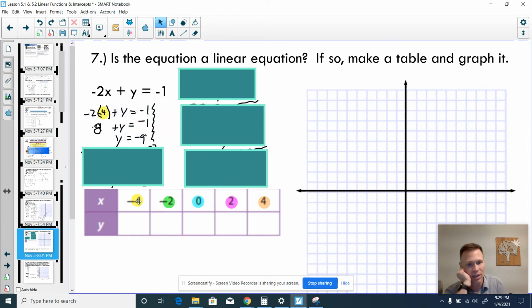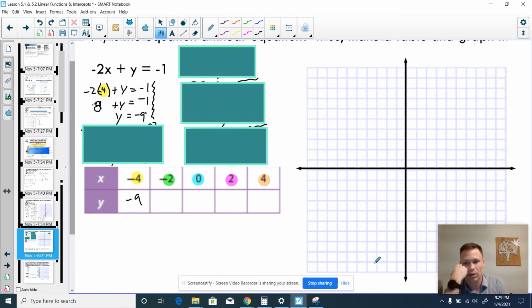So I'm substituting in negative 4 for x. Negative 2 times negative 4 is positive 8. Then I have to subtract 8 from the other side. Negative 1 minus 8 is negative 9. So I get the coordinate point negative 4, negative 9. So negative 1, 2, 3, 4, and negative 9. I have to scroll down a little bit. It's going to be right here.